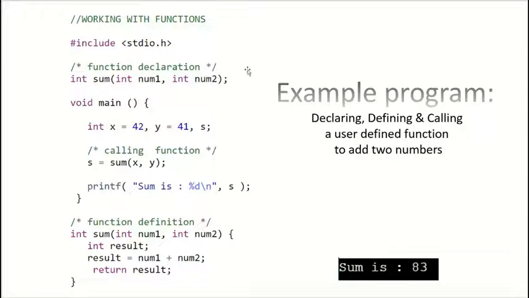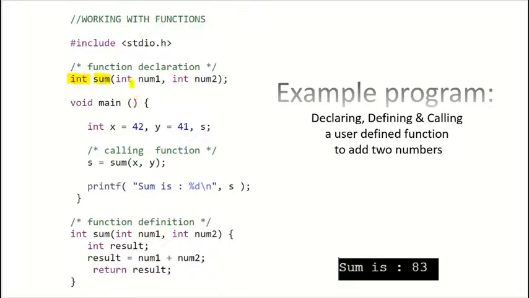This is an example showing defining and calling a user-defined function to add two numbers. Initially, I am declaring the function. Sum is the function. Int is the return type of the function sum, so the result needs to be in integer format. I am passing two integer numbers and I need a result as an integer.